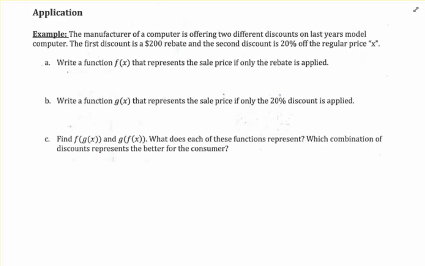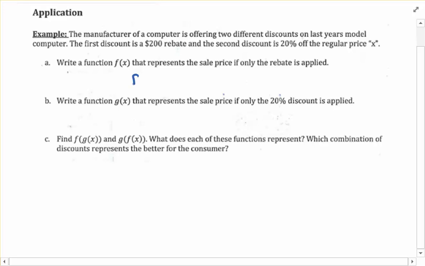For part A, it says write a function f of x that represents the sale price if only the rebate is applied. So let's go ahead and start with function notation, f of x. And basically, the way most rebates work is that you're going to get some money back, which the net effect is that you're taking the regular price and just chopping off, in this case, $200. So let's write x to represent the regular price. And once the rebate is applied, the net effect is that you're starting off with the regular price and then reducing it by $200. And that's basically all there is to part A.